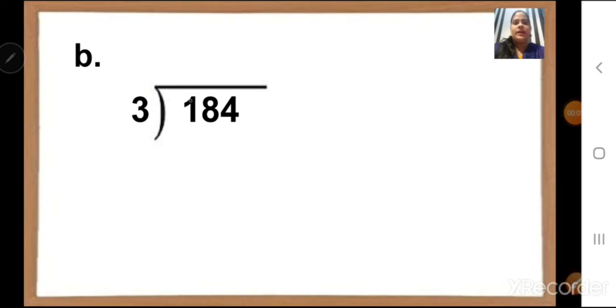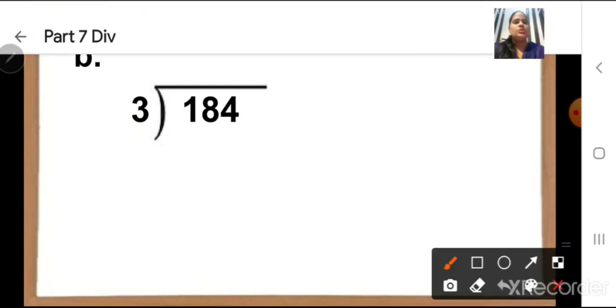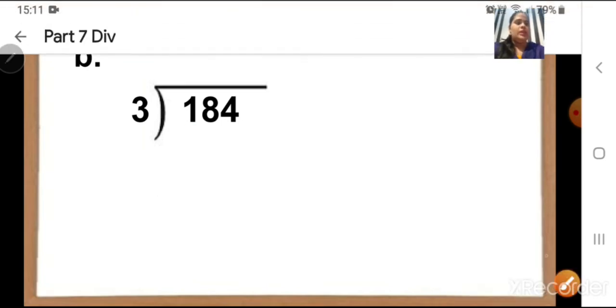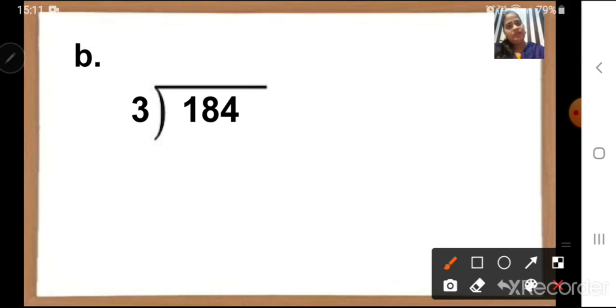184 divided by 3. Okay. Now here also the first number, which is 1, it is smaller than 3. So we are going to take two numbers together. Number 18. Okay. So let us say 3's table, whether we have number 18 or not. 3 1s are 3, 3 2s are 6, 3 3s are 9, 3 4s are 12, 3 5s are 15, 3 6s are 18. Yes, so we have got number 18.